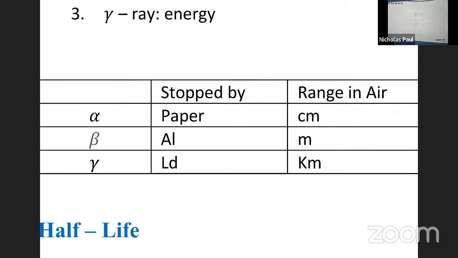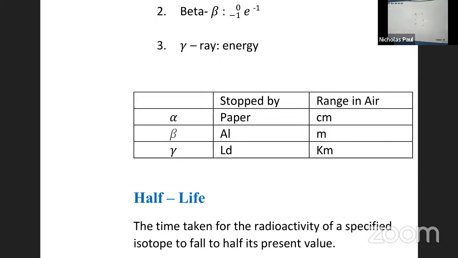Alpha, beta, gamma. Alpha is stopped by paper and could travel a few centimeters in air. Beta is stopped by aluminum and could travel a few meters in air. Gamma, stopped by lead, could travel a few kilometers in air.